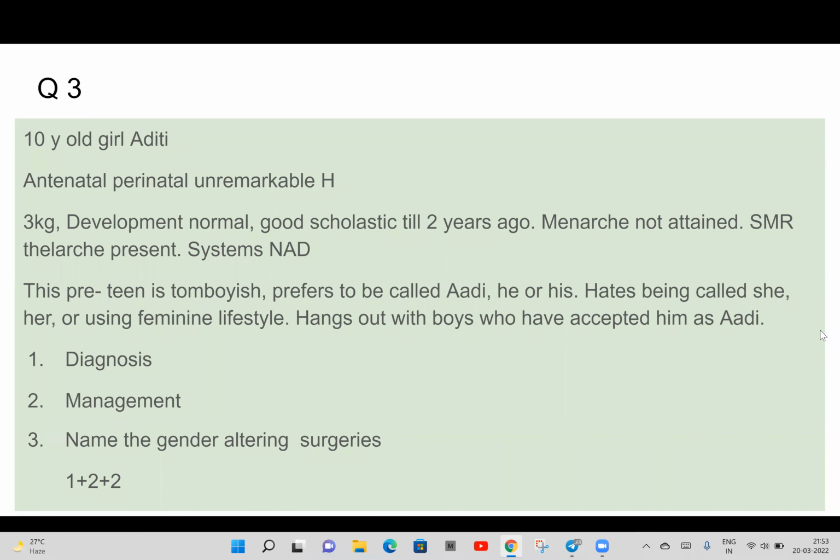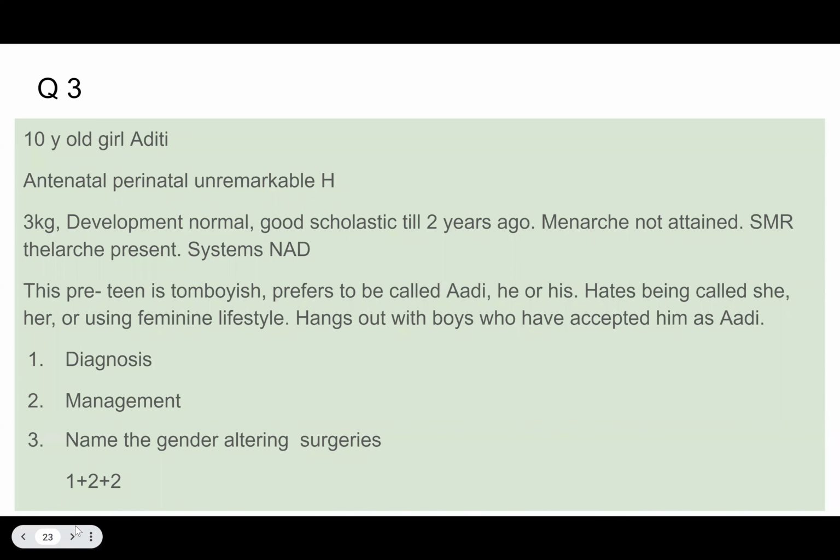So yeah, this is gender dysphoria, or we will call it transgender, gender non-conforming people. These are the terms given in Nelson itself. And diagnosis, then management. What are the gender altering surgeries? This is from a Nelson chapter called Transgender Care. It is chapter 135, page 1027. Vaginoplasty. Yeah.